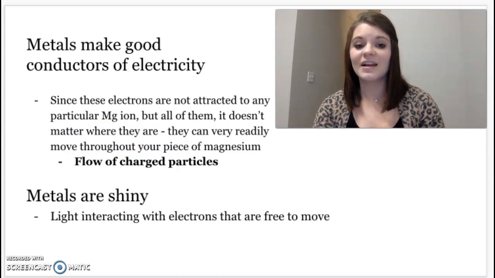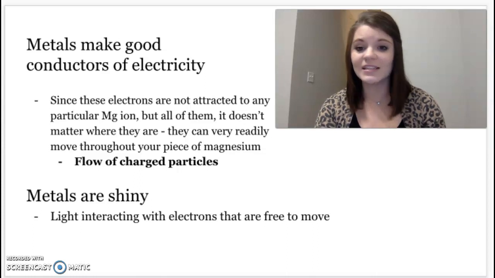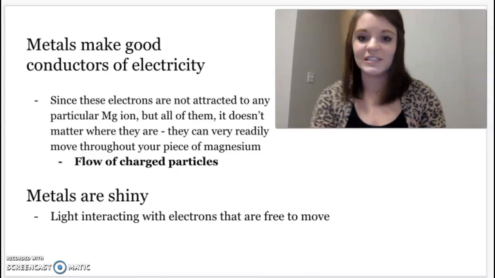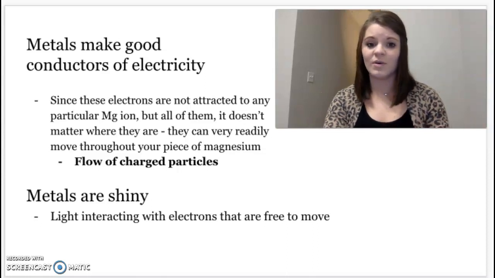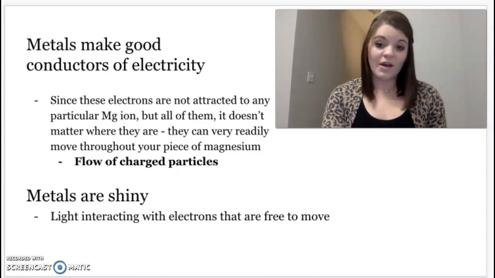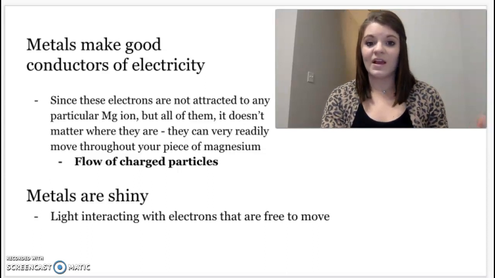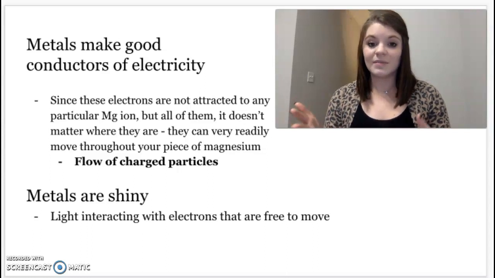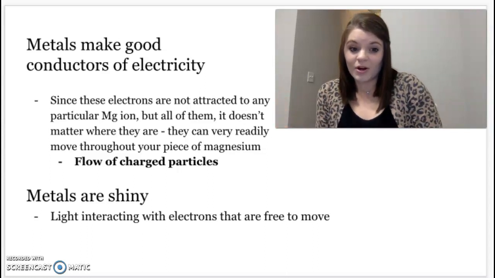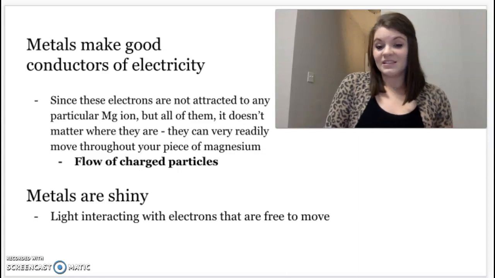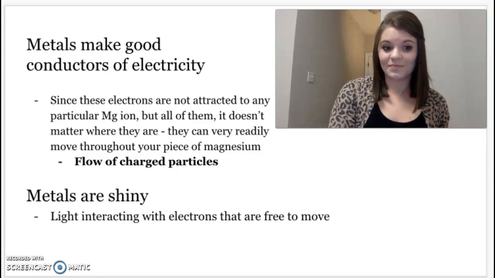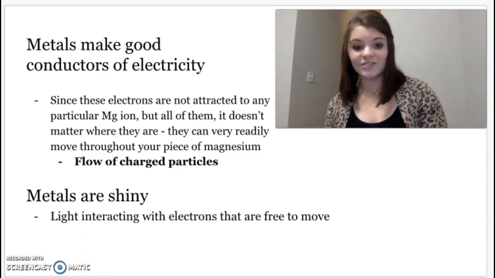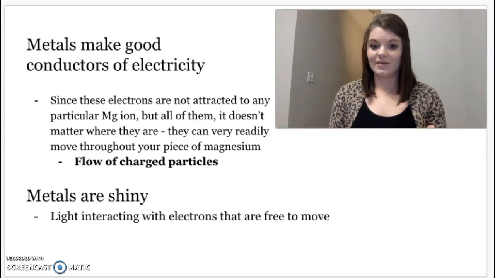Since these electrons are not attracted to any particular magnesium ion, remember, they're just moving throughout that electron sea. They're not really bonding or sticking to one or the other. They're moving throughout all of them. It doesn't matter where they are. They can very readily move throughout your piece of magnesium. A flow of charged particles means it's conducting electricity. Moving electrons means you have a moving charge: electricity, conductivity.